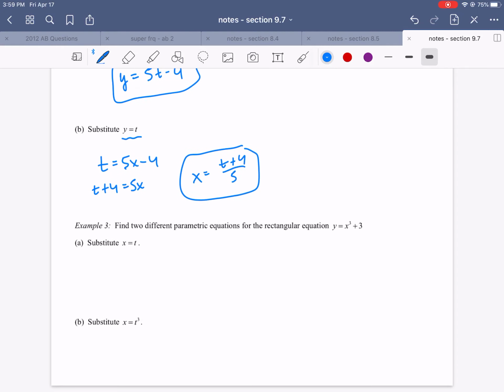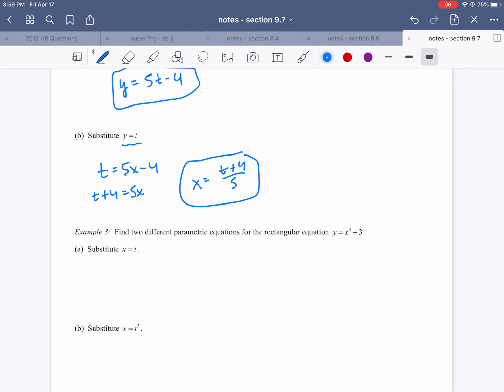Okay, example 3, very similar. We're going to do the same thing. We've got a rectangular equation, y is equal to x cubed plus 3. And in letter A, we want to substitute x is equal to t. So that's just going to be very simply y is equal to t cubed plus 3. And in letter B, we want to substitute x is equal to t cubed. So that's going to give us y is equal to (t cubed) cubed plus 3. And remember that when you raise powers to powers, you multiply the exponents. And so that becomes t to the 9th plus 3, and that is your answer.